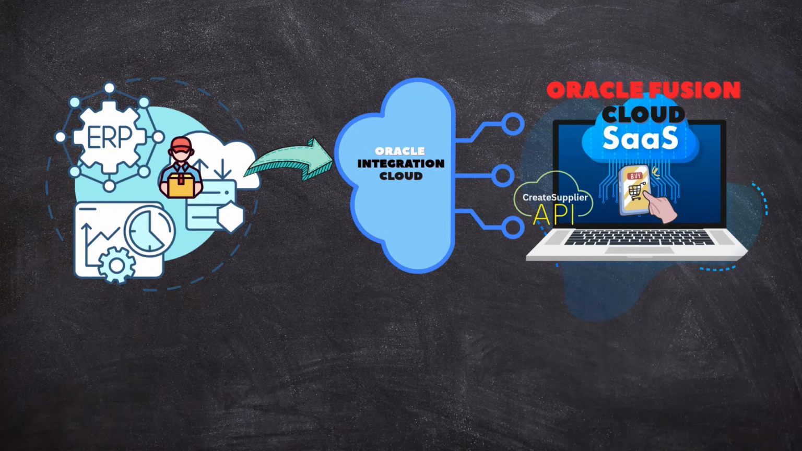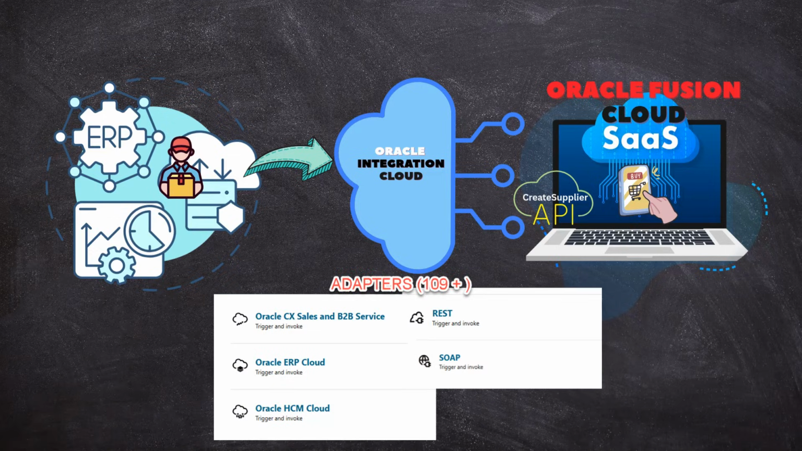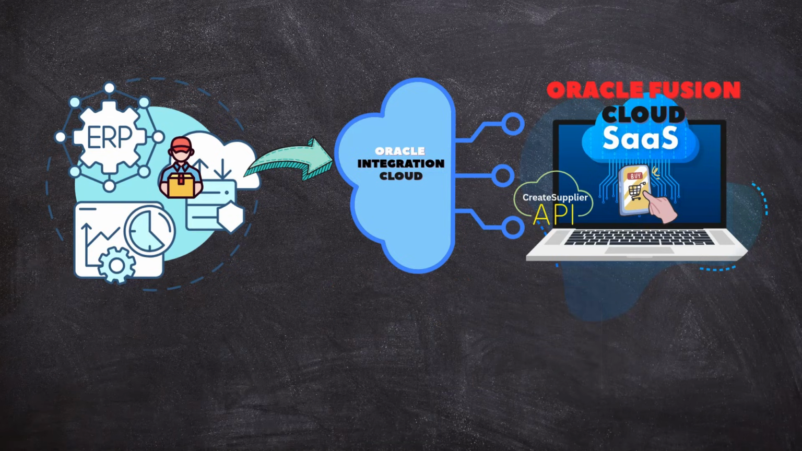What does OIC provide to make these connections? That's when adapters come into play. OIC provides out-of-the-box adapters like REST, SOAP, and Fusion adapters to make these connections easy. Let's go ahead and create both trigger and invoke connections now.